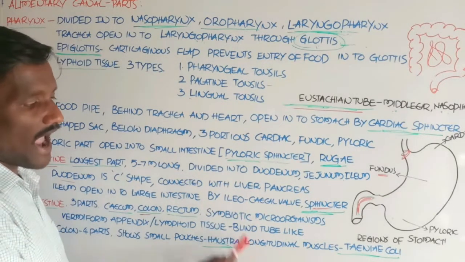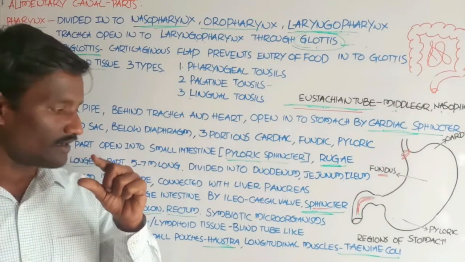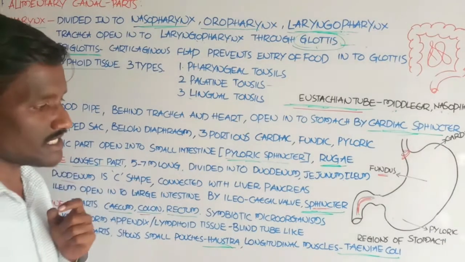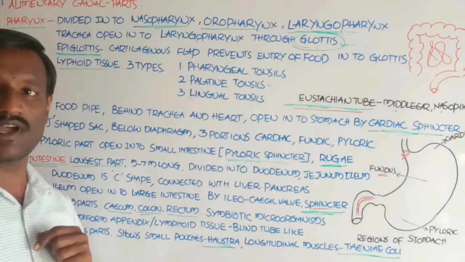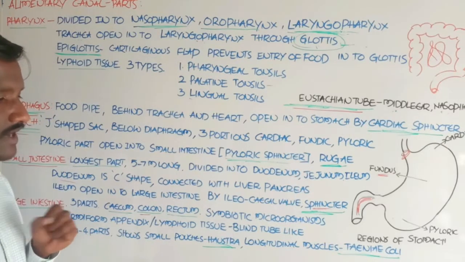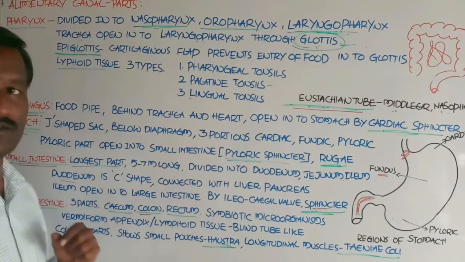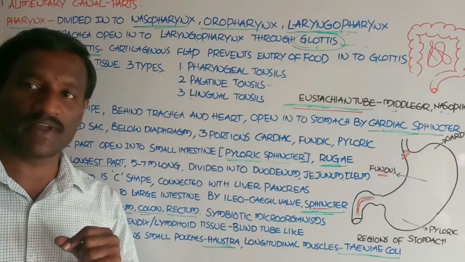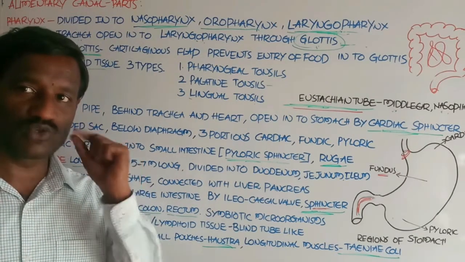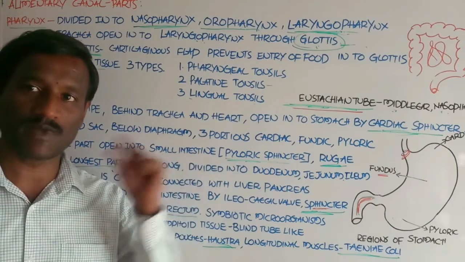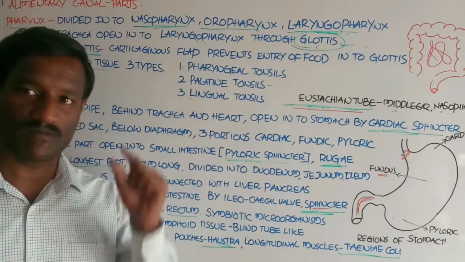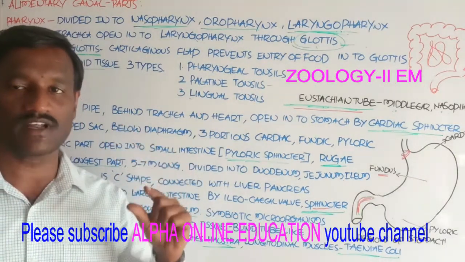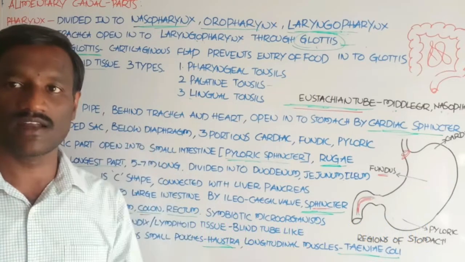Okay, students, the large intestine shows small pouch-like arrangements on the inner surface called haustra, and also has longitudinal smooth muscle structures. These are called taenia coli. Finally, the rectum opens into the anus. The anus opens outside with the help of two sphincters: the internal anal sphincter and the external anal sphincter. The internal anal sphincter consists of smooth muscles. The external anal sphincter consists of voluntary muscles.